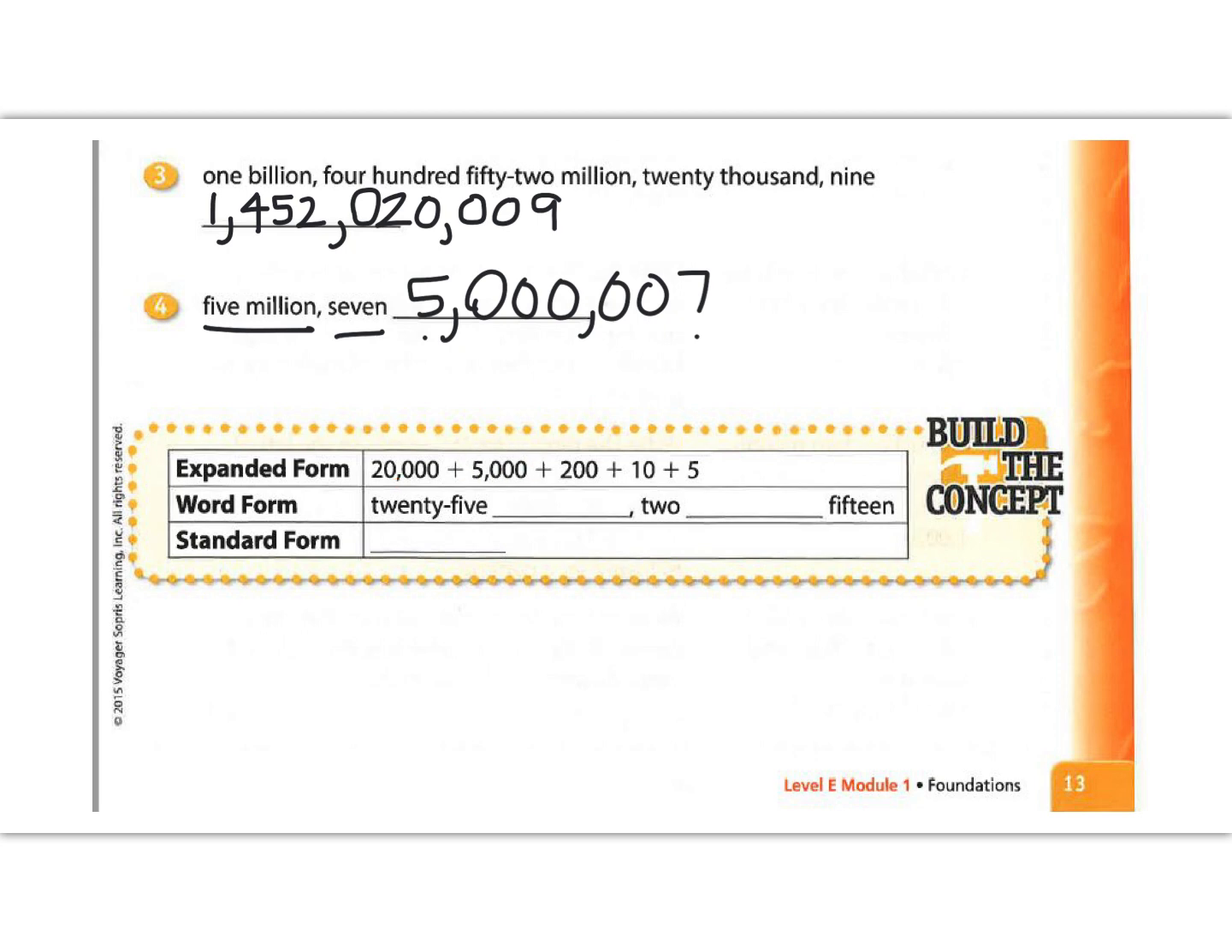All right, if we look down here at Build the Concept, we can see an expanded form, 20,000 plus 5,000 plus 200 plus 10 plus 5. So when they did that, they added the thousands, so you would get 25,000. So write 25 and then write 1,000 right here. And then there's 200. And then they did 10 plus 5 is 15, so they already wrote that. So if we write that whole number out using digits, we have 25,215.